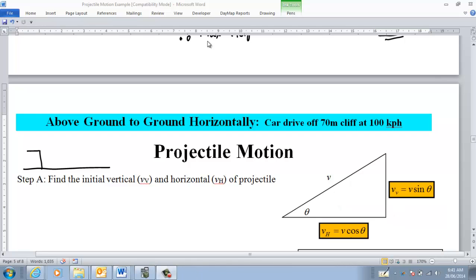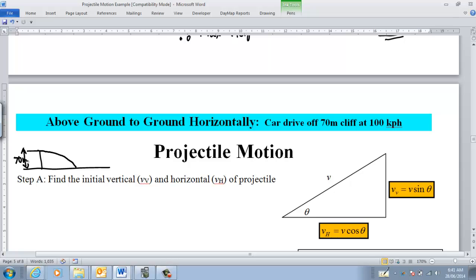Hi guys, today I'm going to be looking at a situation where a car is driving off a 70 metre cliff at 100 kilometres per hour. In this particular case, we'll be assuming the car is going horizontally. It's going to follow a parabolic path and hit the ground. Now we know this here is 70 metres.